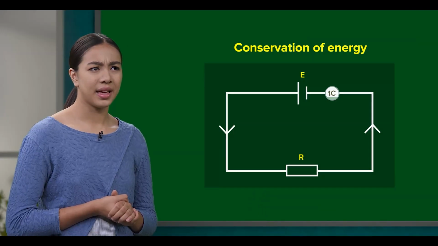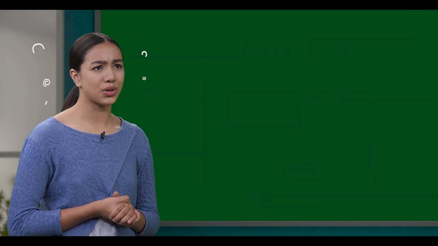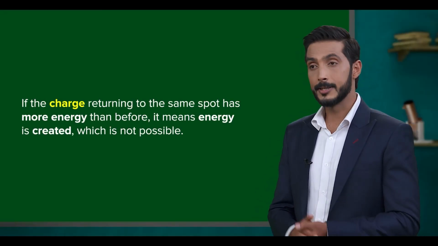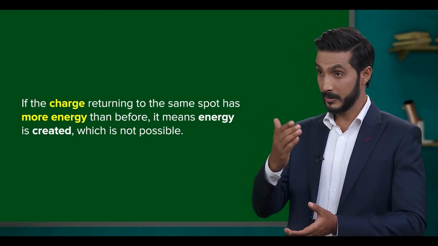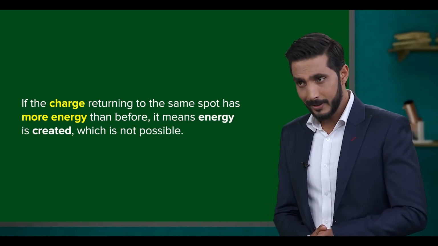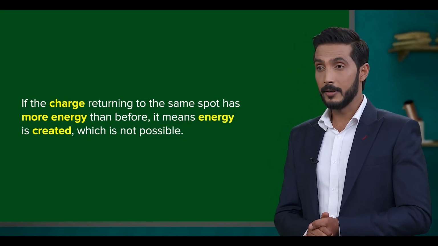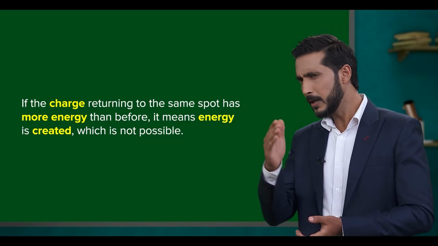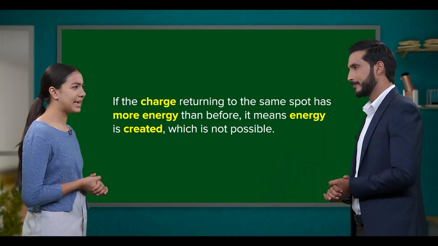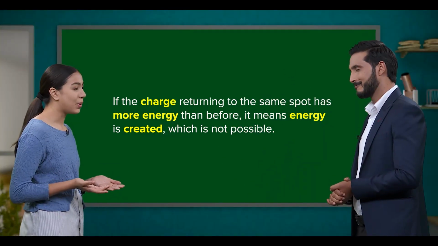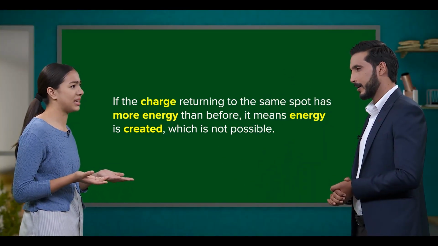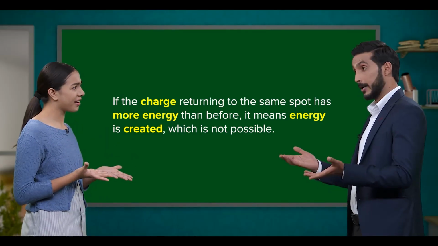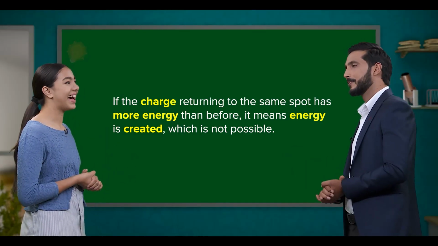I see, but I'm still not sure about it. Here's the thing. If the charge now has more energy than it previously had, it would mean that energy is created by the charge by simply moving around the circuit. Isn't that impossible? We can't simply create energy out of thin air. Indeed. I get it now.